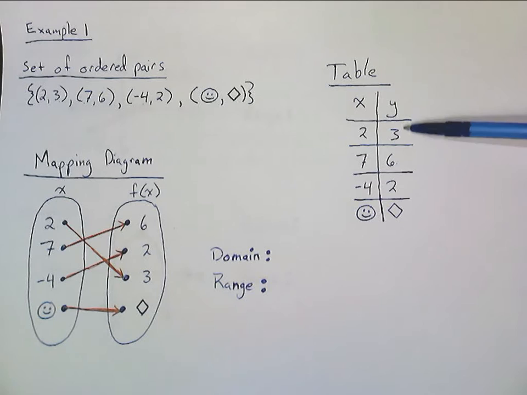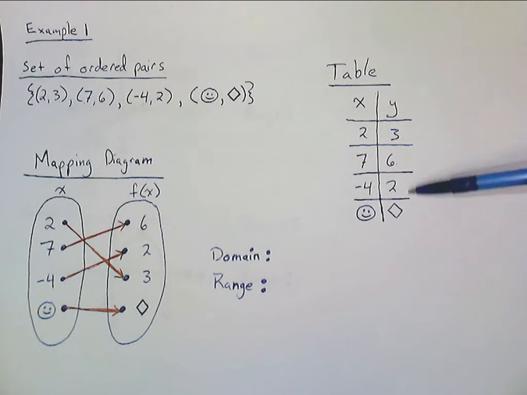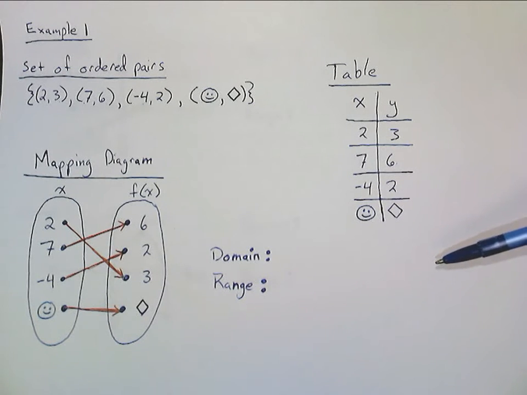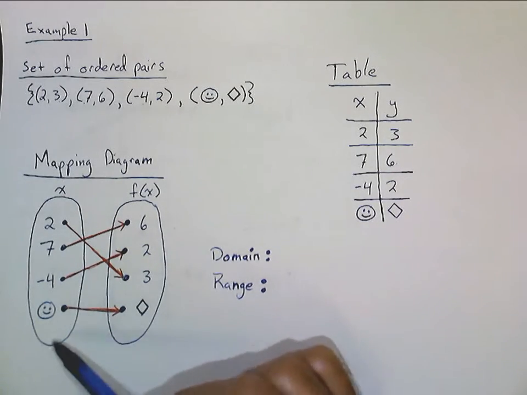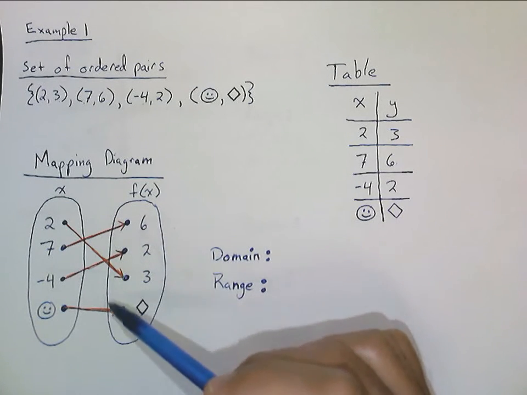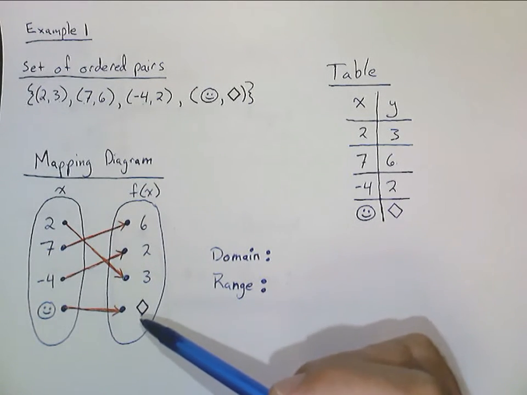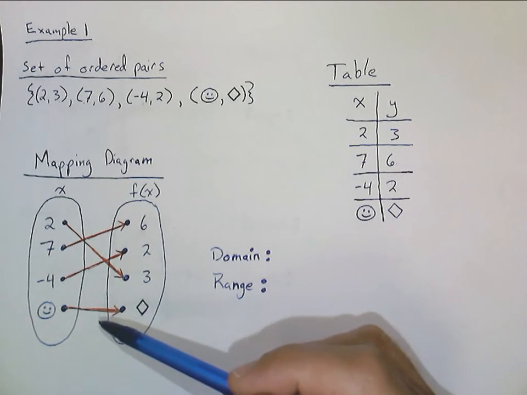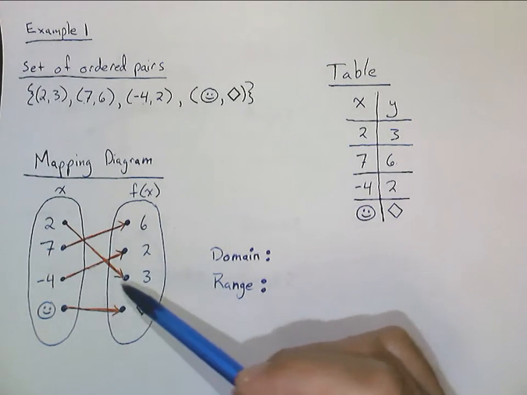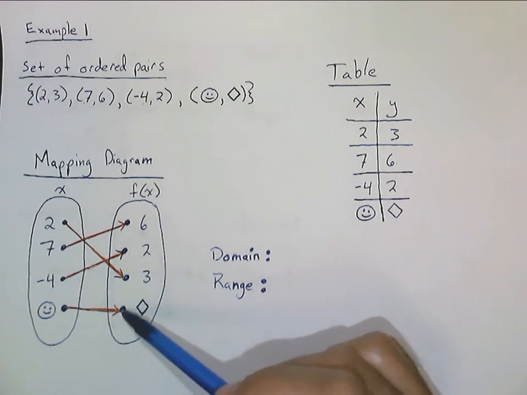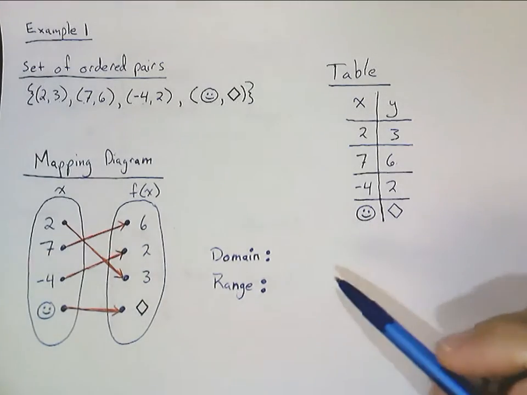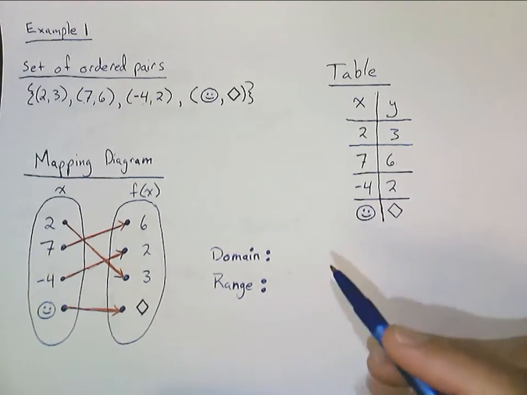Or if we write the ordered pairs vertically like this in a table, it's the exact same thing. 2 is matched up with 3, 7 with 6, negative 4 with 2, and smiley face with rhombus. Or putting it into a mapping diagram, notice we have all of the x values over here in the left-hand blob, and the f of x values, or the y's, over here in the right-hand blob. The function itself, meaning the pairing of the x with the y, is shown by the arrows. So again, 2 is matched up with 3, 7 with 6, negative 4 with 2, and smiley face with rhombus.